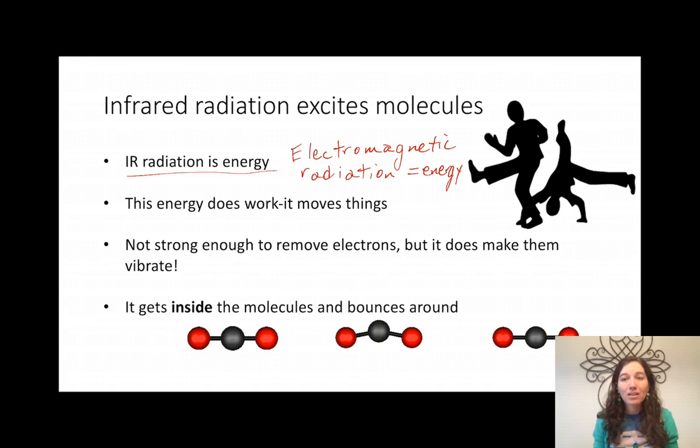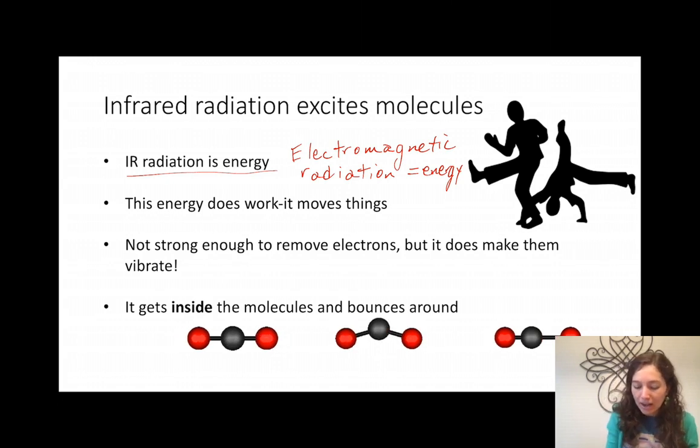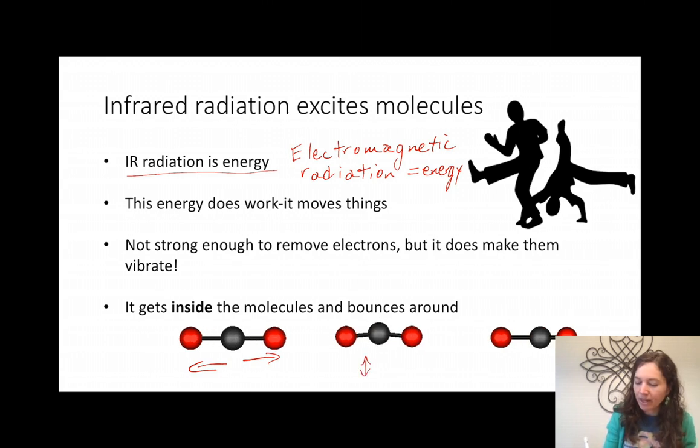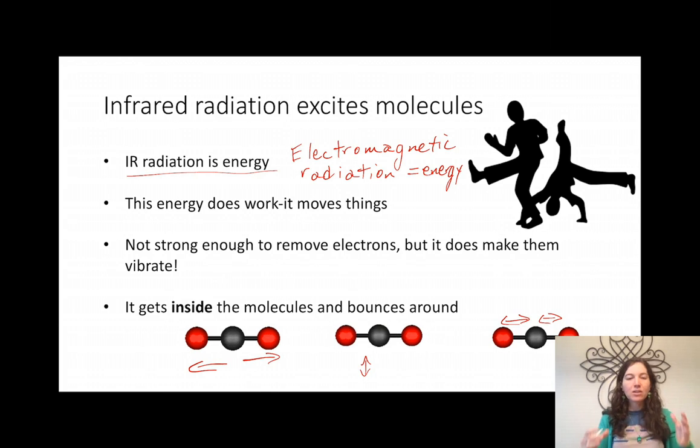So this is kind of what it does to your atoms. It can cause them to vibrate this way. Sometimes it can cause them to vibrate this way. Sometimes it can cause all of these things to vibrate. But essentially, the energy getting inside of it is causing it to do this.